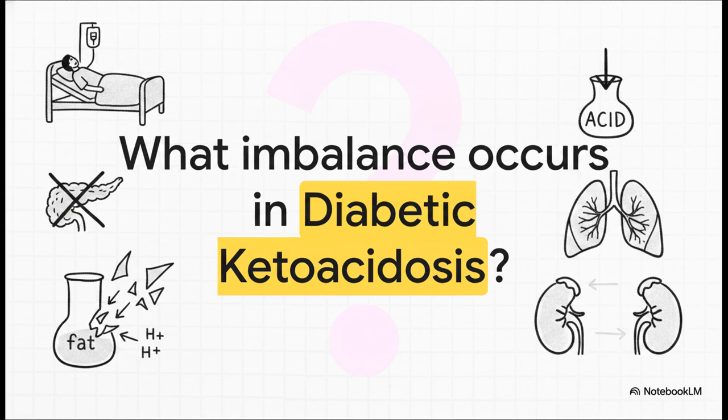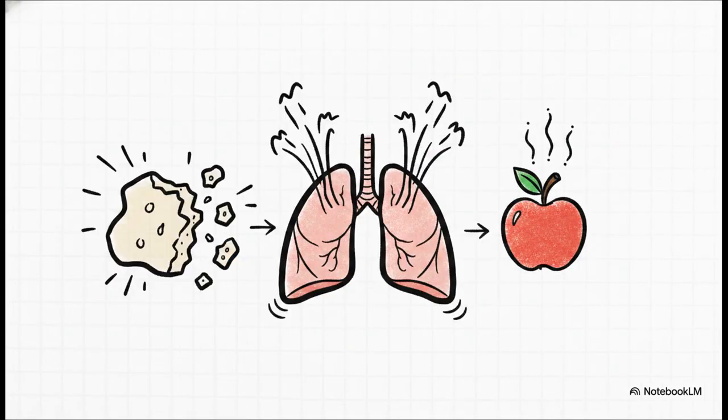Here's Scenario 1. A diabetic patient arrives at your emergency department. They have a total lack of insulin, which has forced their body into severe fat breakdown. So what specific acid-base imbalance is occurring during this diabetic ketoacidosis, or DKA? The answer is metabolic acidosis.